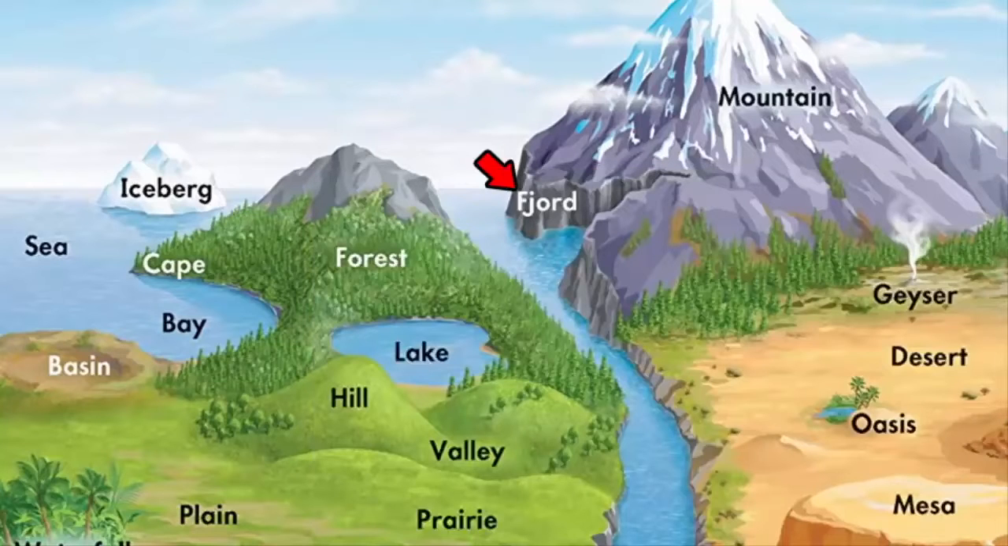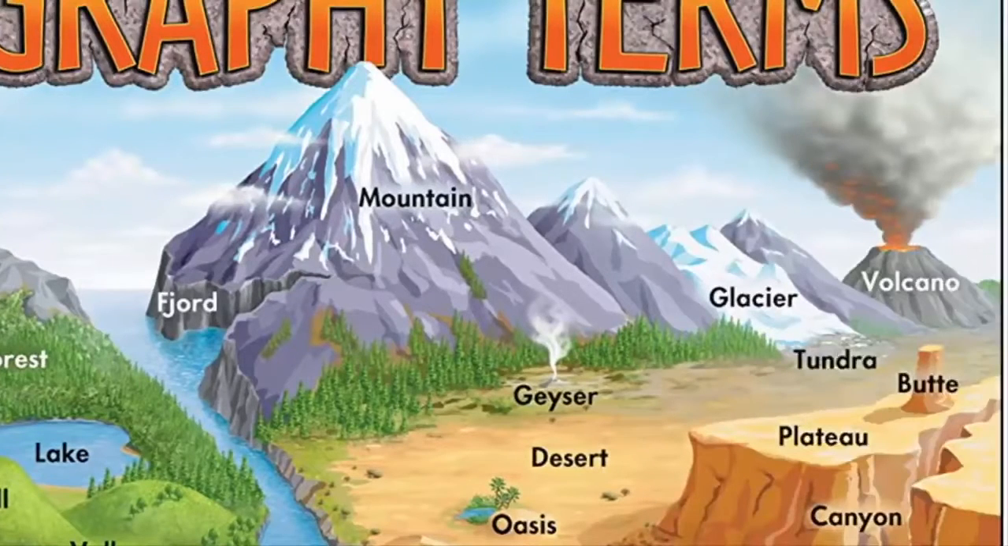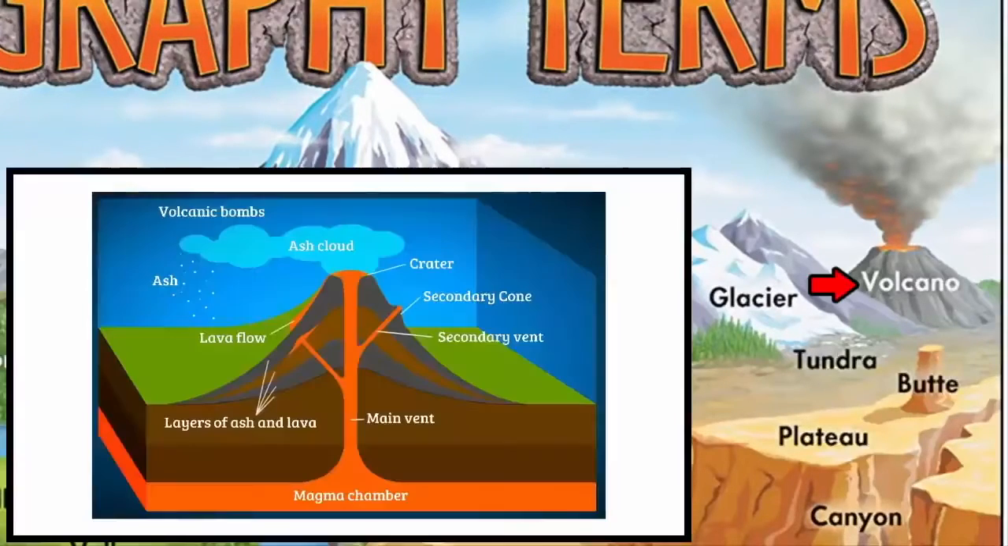Fjords are home to several types of fish, plankton, and coral reefs. Now coming to a volcano. Volcanoes are formed when magma comes out within the Earth's upper mantle. Now how does magma come out of the Earth's crust?